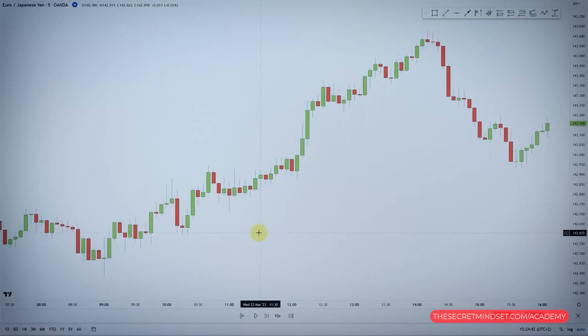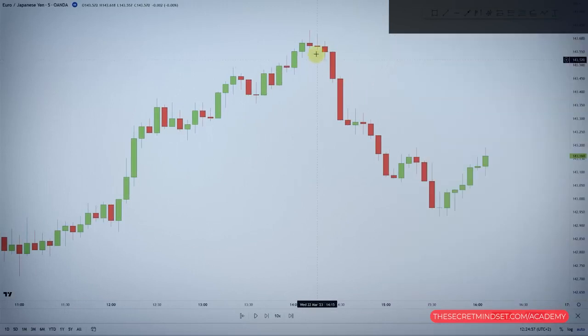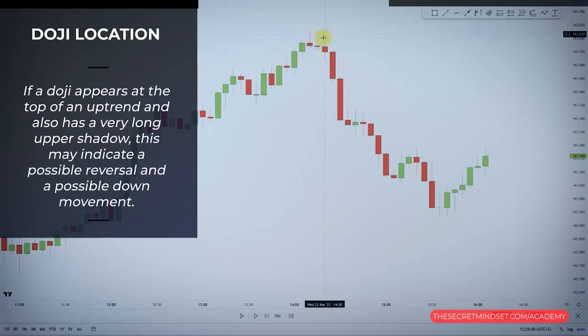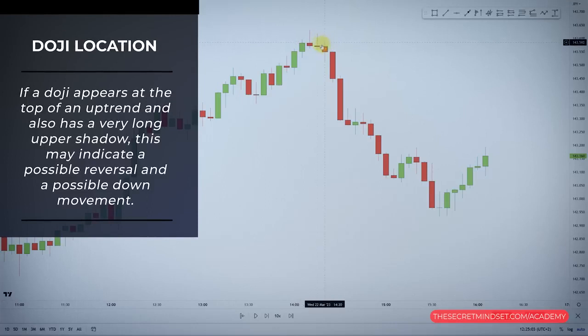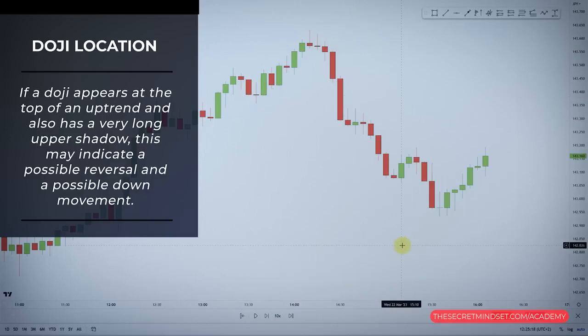When a doji appears at the bottom of a downtrend and also has an exceptionally long lower shadow, it shows that sellers tried to move price lower but couldn't. This hints at a likely reversal and a possible movement to the upside. If a doji appears at the top of an uptrend and also has a very long upper shadow, this may indicate a possible reversal and a possible down movement. In the first place, doji candles indicate a loss of momentum, and based on the appearance of any shadows, may provide reversal signals.